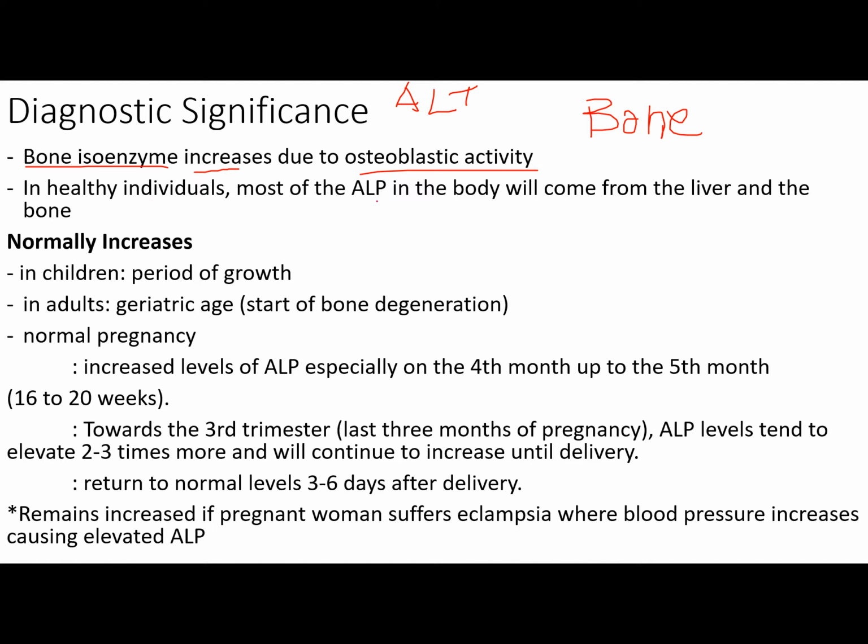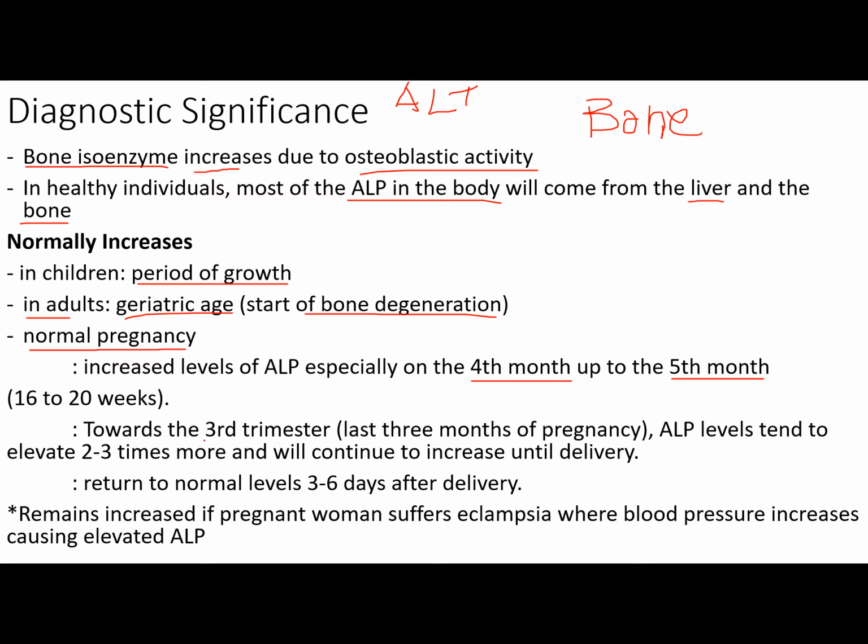In healthy individuals, most of the ALP in the body will come from the liver and the bone. Now, it normally increases in children during the period of growth, in adults at geriatric age, usually at the start of bone degeneration. Then it also increases in a woman having a normal pregnancy. Increased levels of ALP, especially on the 4th month. Pakitandaan ito, ALP would increase at the 4th month after the 5th month. So 16 to 20 weeks.